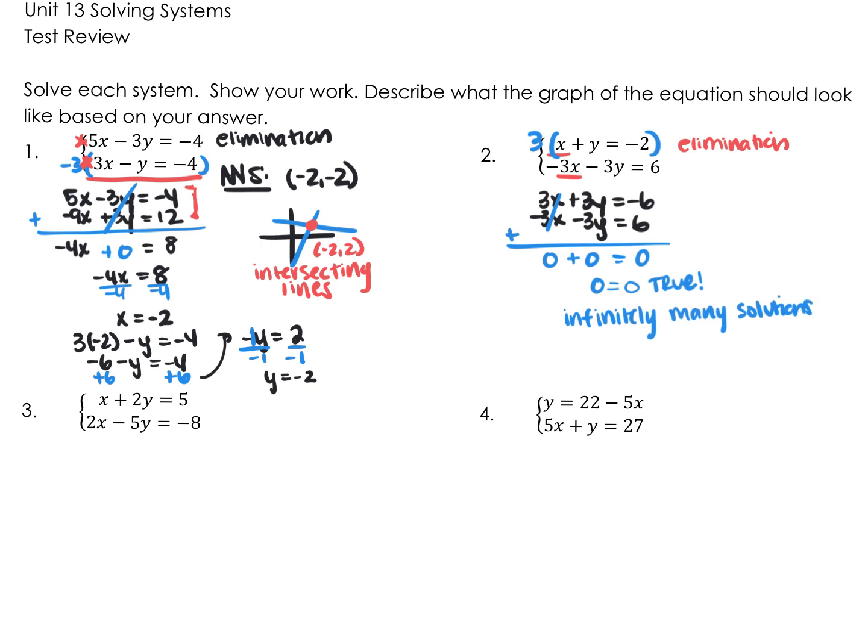And when there's infinitely many solutions, if we want to talk about what our graph looks like, that means that when we draw the first equation and the second equation, they are exactly the same line. They're right on top of each other.